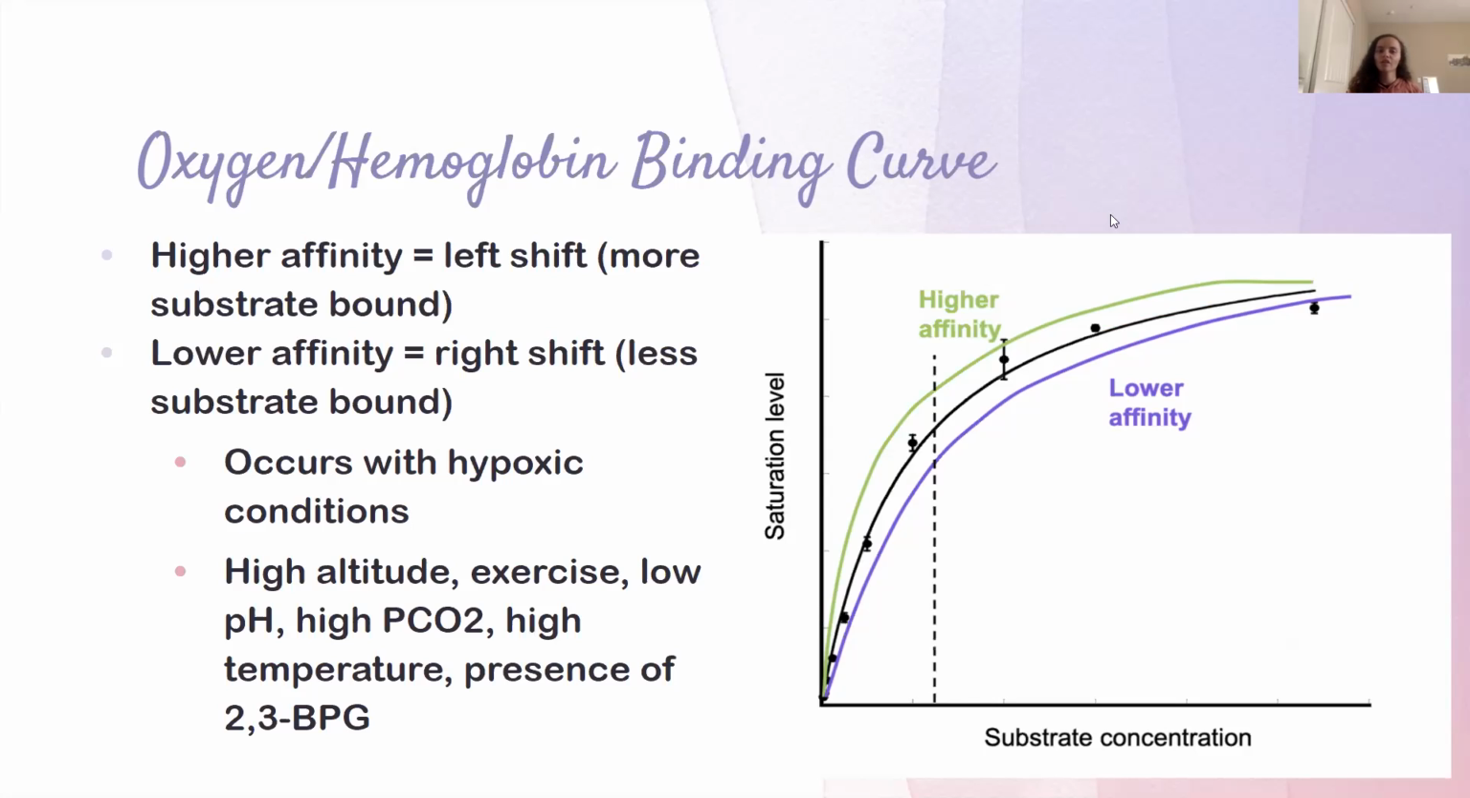And then one other thing is when we do have these hypoxic conditions or anemic conditions, we have a presence of 2,3-BPG, which is an intermediate in glycolysis. And that'll also cause a right shift in this graph.